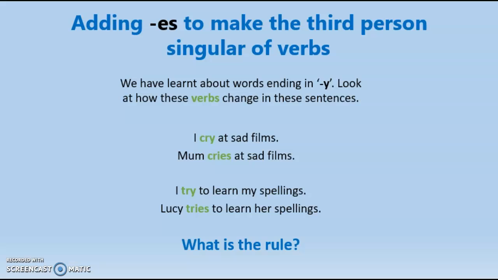So I try to learn my spellings. That's the first person. Lucy tries to learn her spellings. That's in the third person. Okay, we're talking about somebody else. Can you see what's happened to the verbs in those sentences? What is the rule? Have a think about it. Pause the video if you need to before I show you on the next slide.